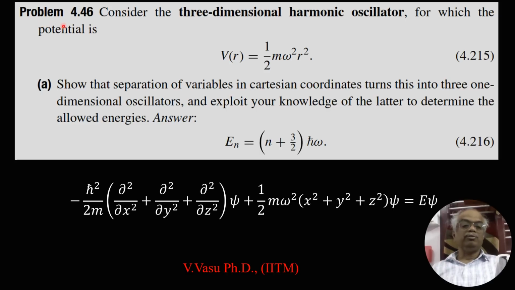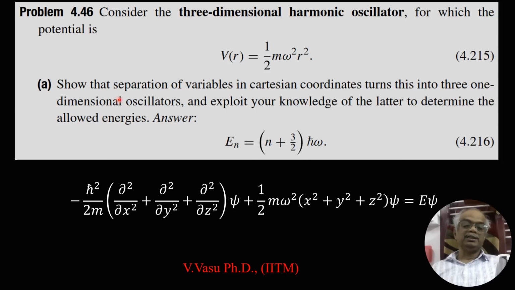Today we will solve problem 4.46 of Griffiths, third edition, Introduction to Quantum Mechanics. The problem is: consider the three-dimensional harmonic oscillator for which the potential is V(r) = 1/2 m omega squared r squared. Here r squared is equal to x squared plus y squared plus z squared. This problem consists of two parts.